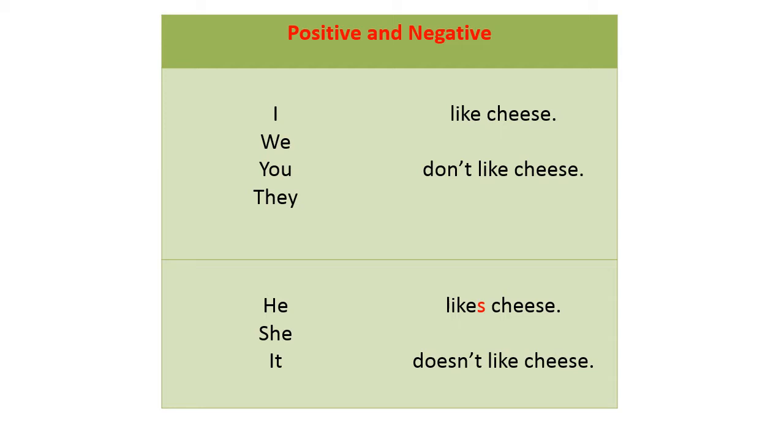He likes cheese, or she likes cheese, or it likes cheese. In the negative form, we use doesn't with he, she, and it. She doesn't like cheese. It doesn't like cheese.